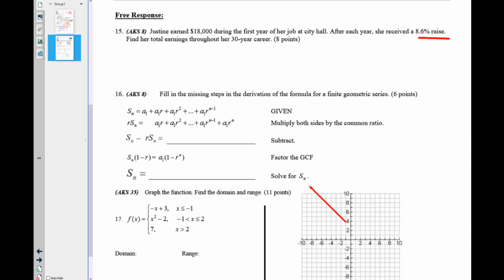So anytime you're increasing, you're raising by a percent, that's what makes it geometric. The keys here, and you did not get points for this, the first points were awarded by plugging it in. But let's identify, what's my first amount?